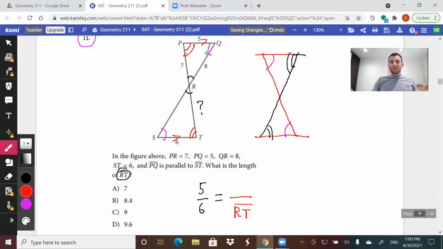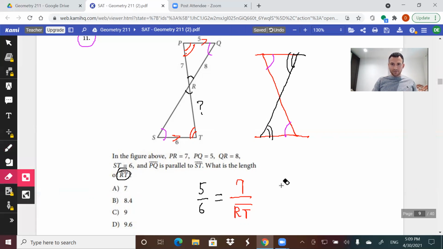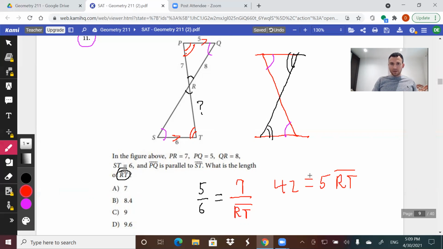Well, now that we've correctly labeled the angles, we know we don't care about 8, we care about 7, because Q and S are the same angles, so across from Q is going to be proportional to across from S. So essentially, we know the small is 7, and if we cross multiply, we get 42 equals 5 RT. RT meaning just this side of the question mark. So divide 42 by 5, and that should get us just slightly over 8, probably 8.4.